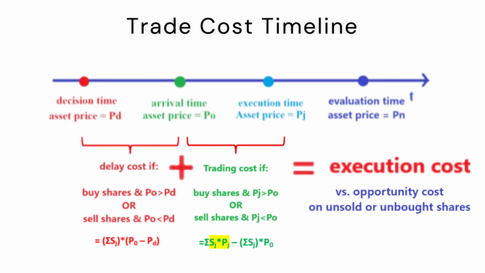For parts of the order that could not be completed, the incurred costs are called opportunity cost. Opportunity cost compares the current share price to the decision price. So, again, if the asset manager wants to sell shares, he will incur an opportunity cost if he is not able to sell the shares and the shares have dropped in price between the decision time and the current time.